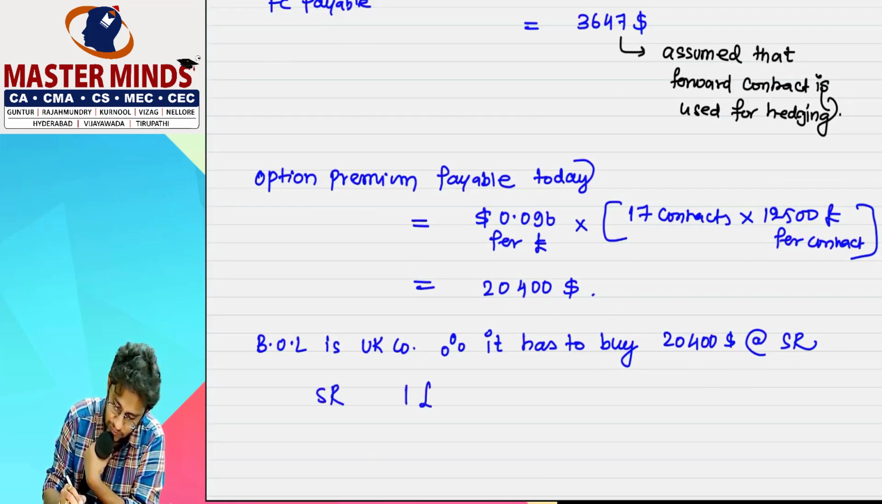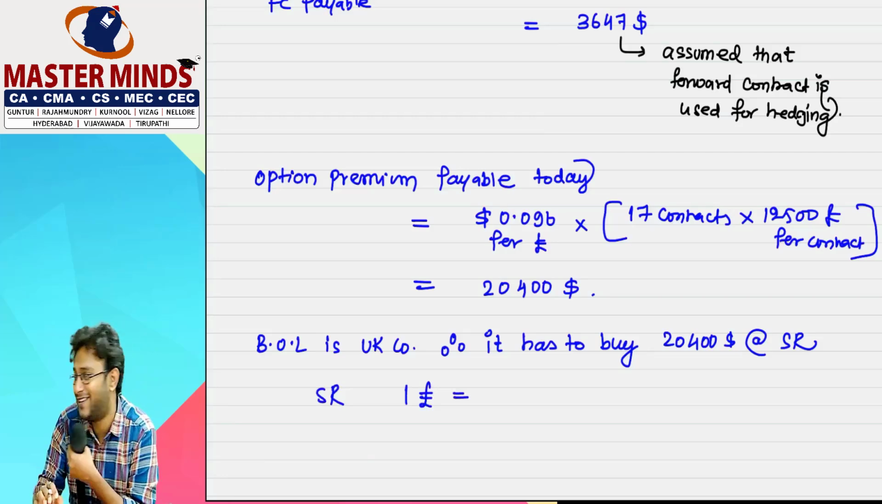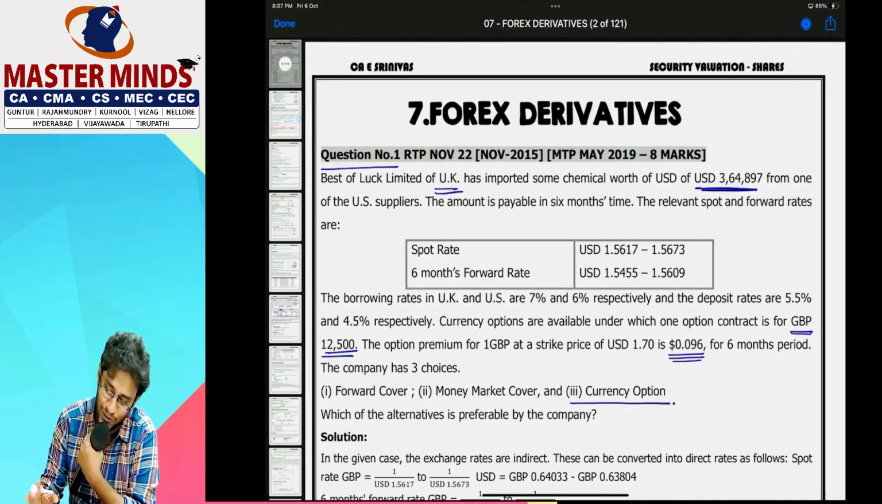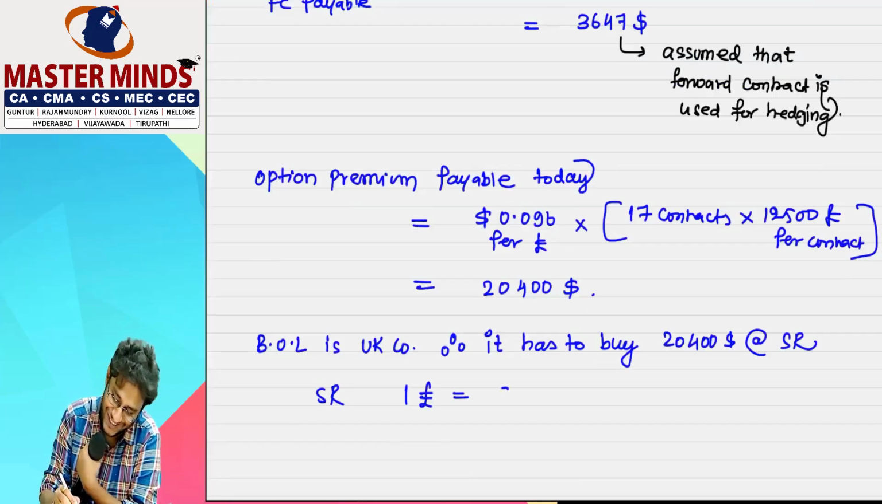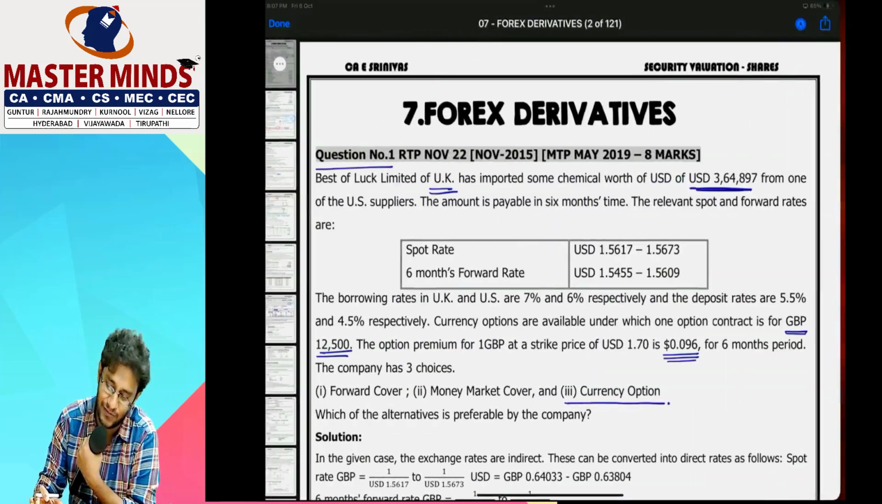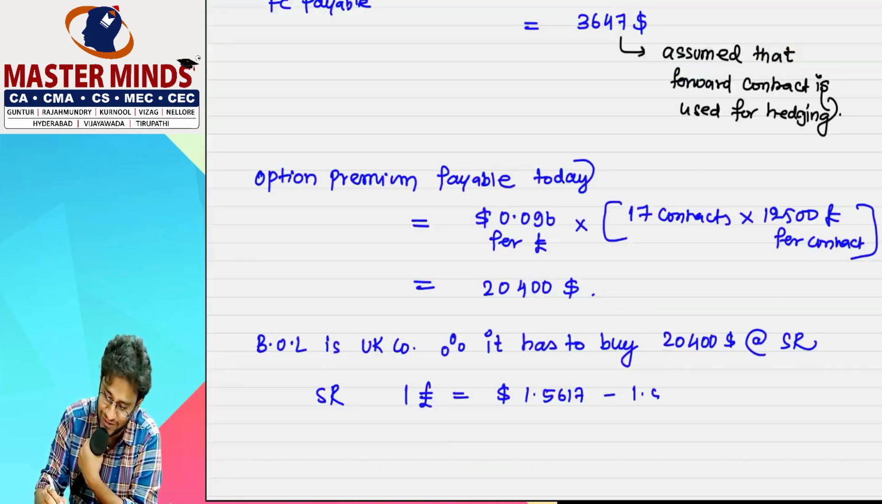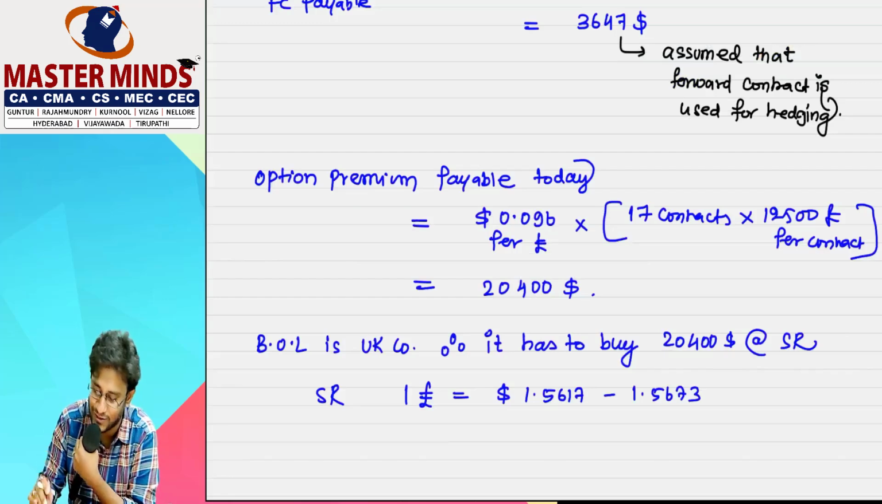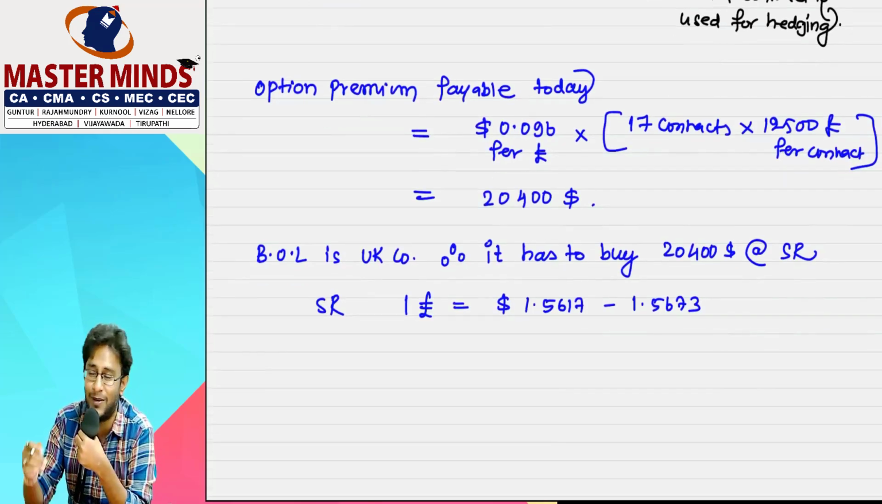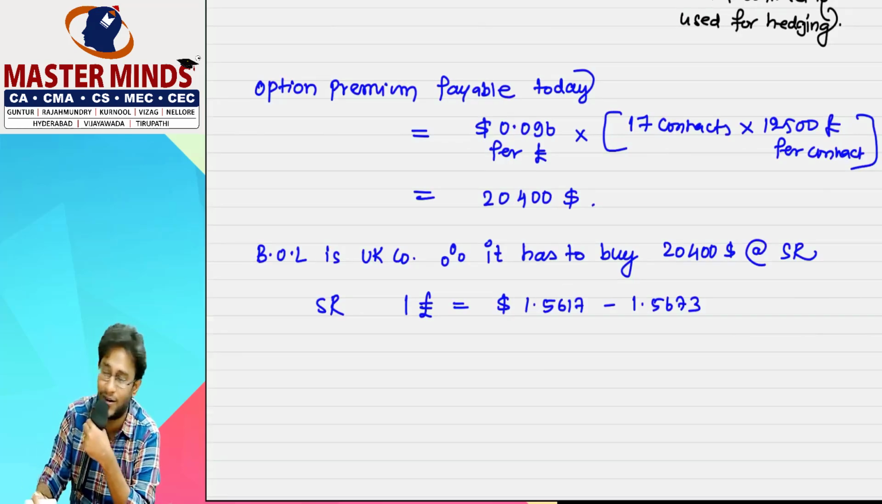If you write, that fellow gave you a two-way quote. I know that I have to buy dollars. So I'll pick up the ask rate if a dollar quote is given. If a pound quote is given, he will give it.